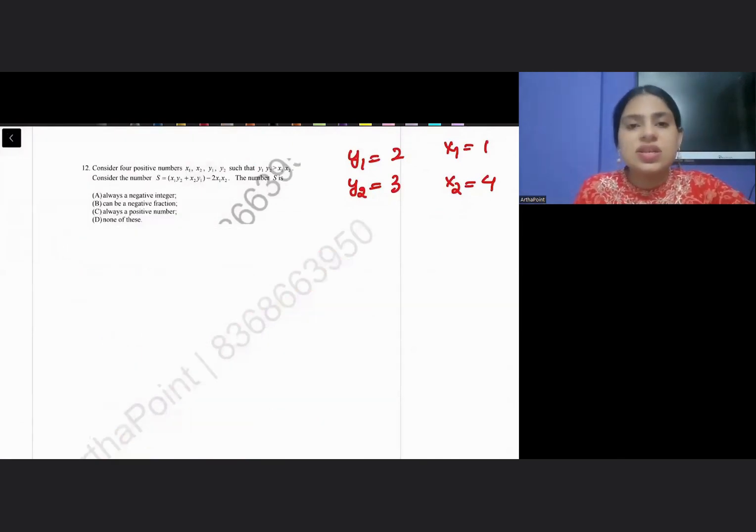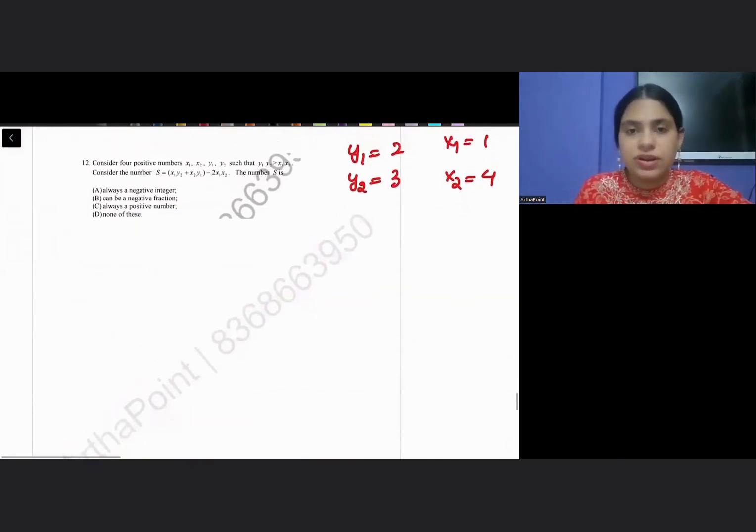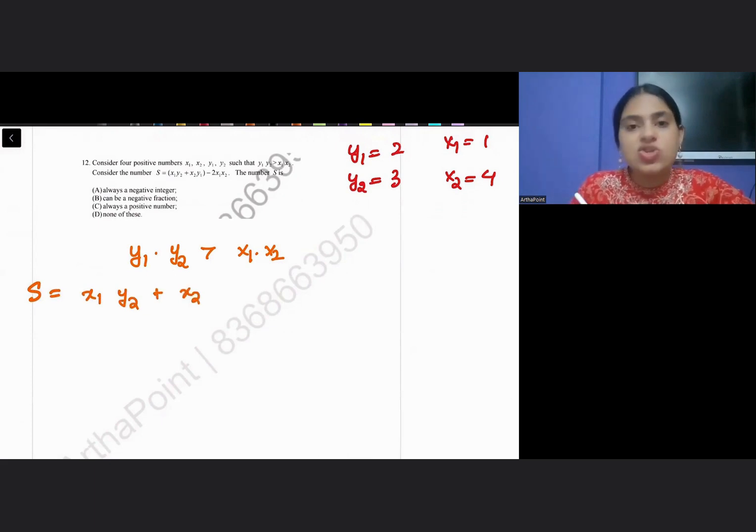So this says consider any four numbers, right? And it tells you that y1 into y2 is greater than x1 into x2. Okay. Now it says consider s is equal to x1 y2 plus x2 y1, minus 2 x1 x2. Okay, fine. Then the number s is.